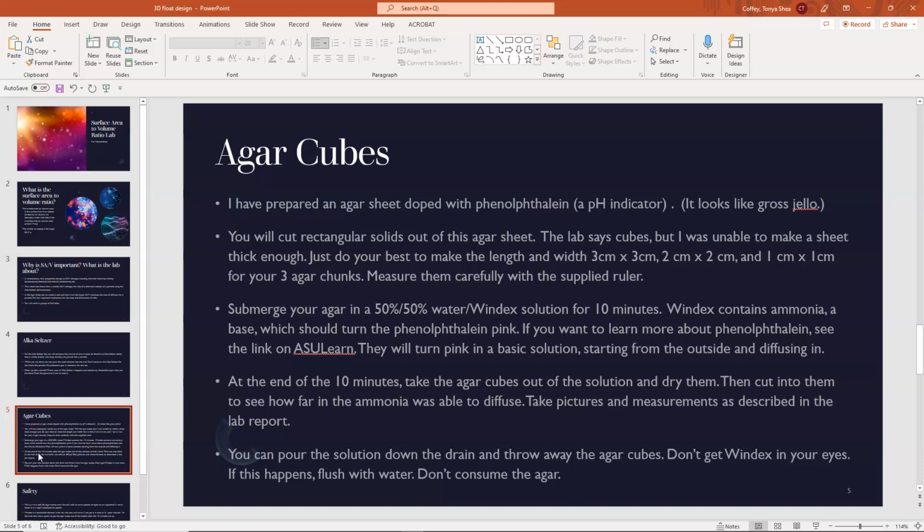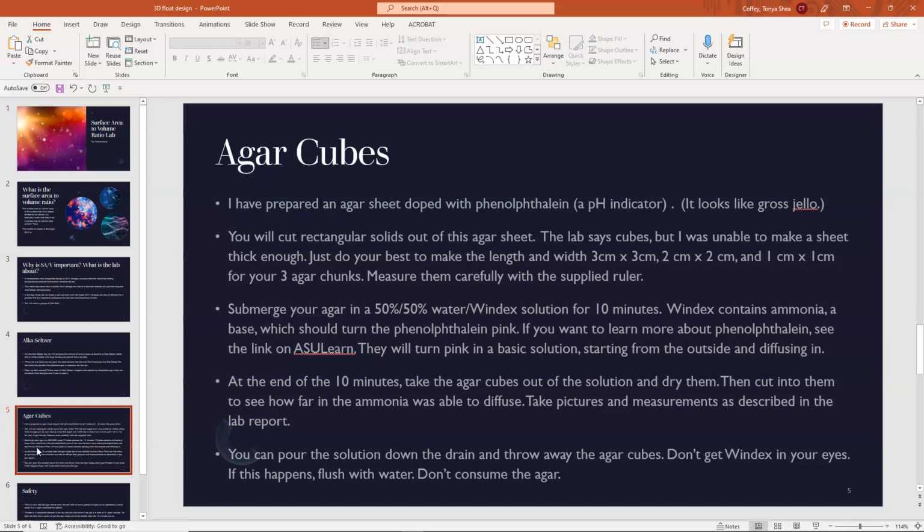And of course, as you go down in size, you should have a larger surface area to volume ratio. And then what you're going to do, while you're cutting them and once you cut them, is make sure to carefully measure them with the supplied rulers so you can calculate the surface area to volume ratio.